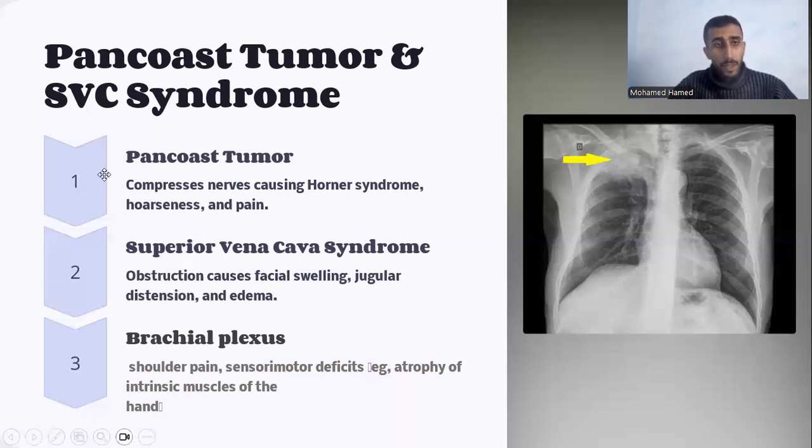And another high yield thing: Pancoast tumor can cause superior vena cava syndrome. So superior vena cava syndrome can be caused by Pancoast tumor. Also, it can be caused, for example, by a central venous catheter causing some thrombosis. So either thrombosis from within the vessels, or compression from the outside by a Pancoast tumor.